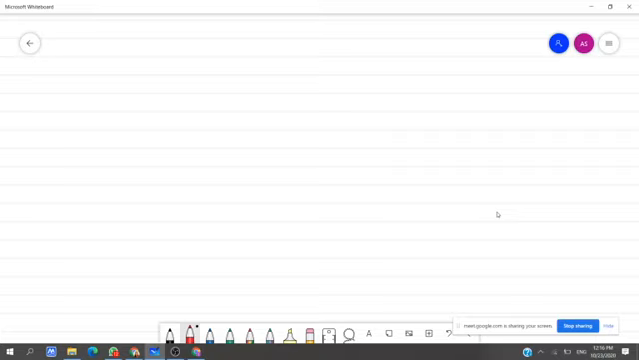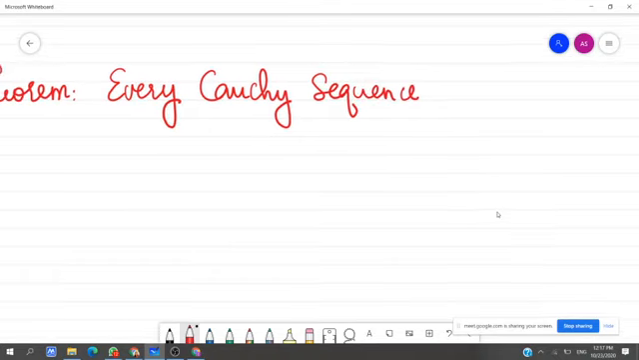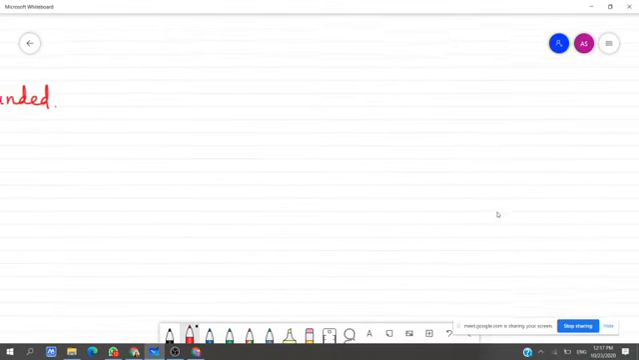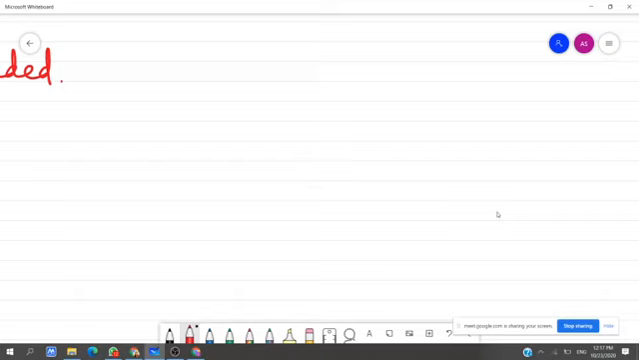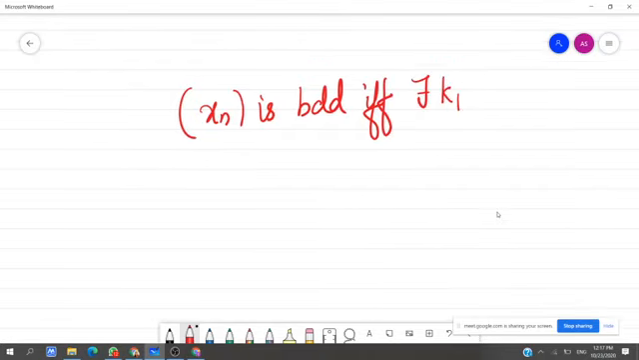So the next theorem says that every Cauchy sequence is bounded. Every Cauchy sequence is bounded. Bounded definition: a sequence xn is said to be bounded if it is bounded above and bounded below. That means there exists a lower bound and an upper bound for the sequence.